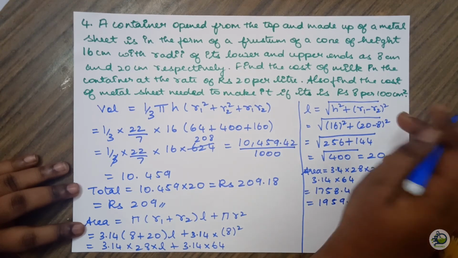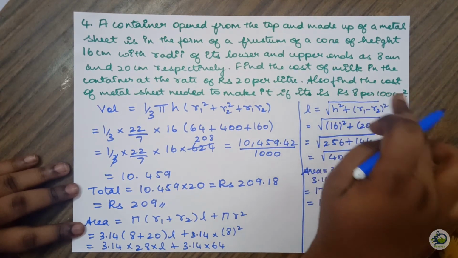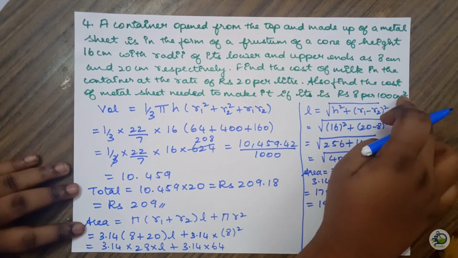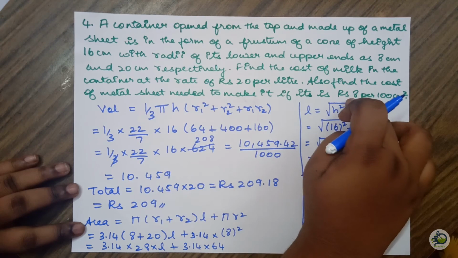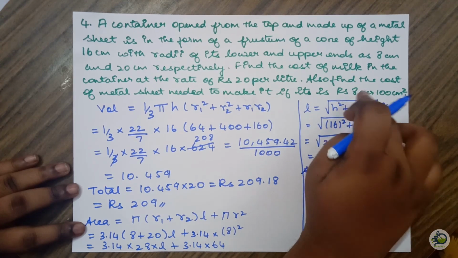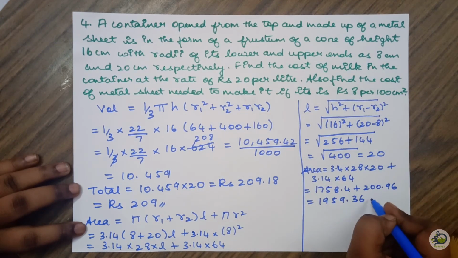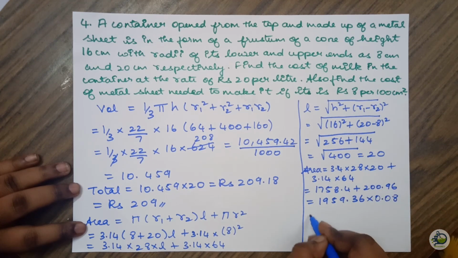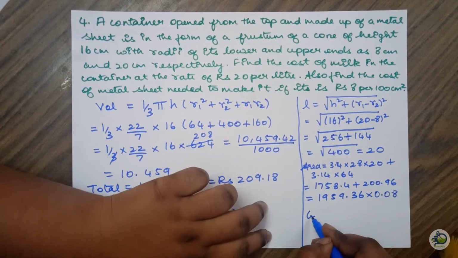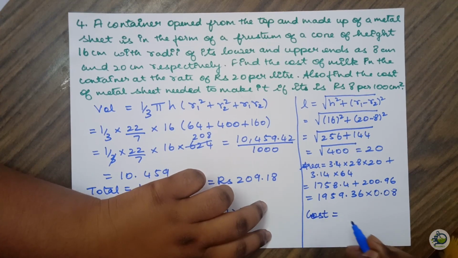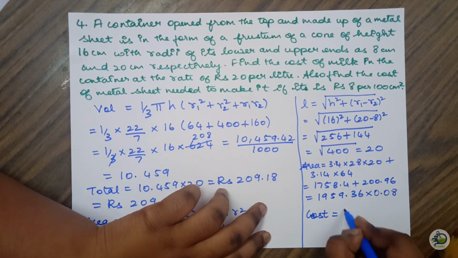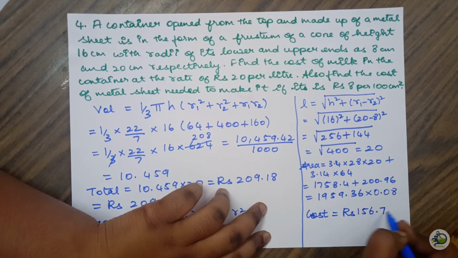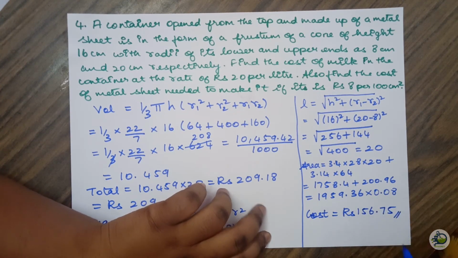We know that it is rupees 8 for 100 centimeter square. So for 1 centimeter square it is 8 by 100, which is equal to 0.08. So I have to multiply this with 0.08 to get the cost. So the cost for making the metal sheet is around rupees 156.75 in total.